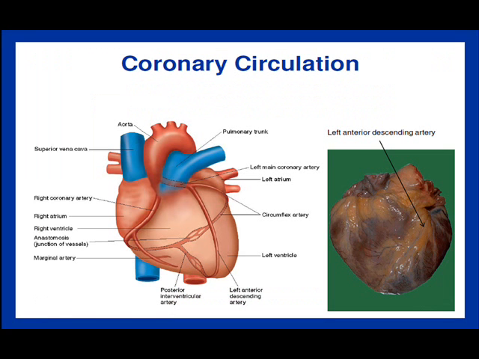In terms of the coronary circulation, of course, the heart is a muscle, right? So it has its own blood circulation, veins and arteries. Okay?